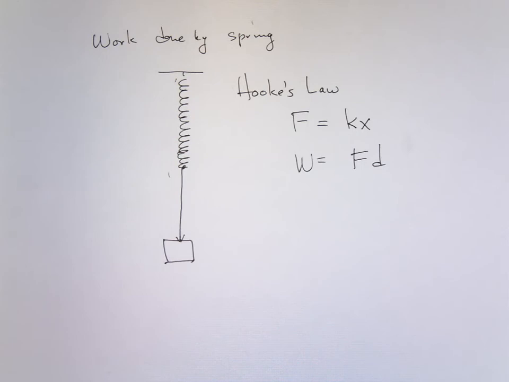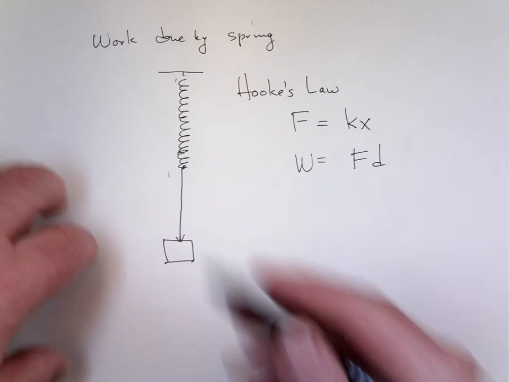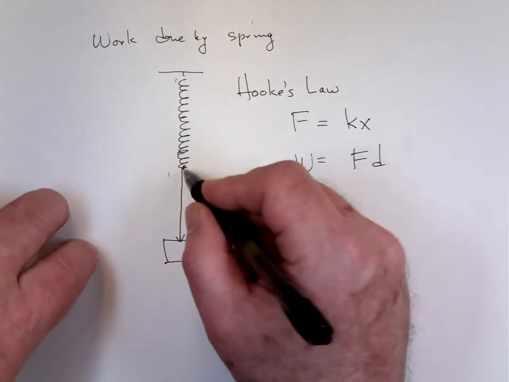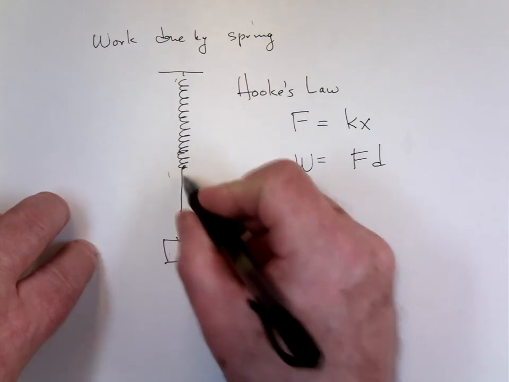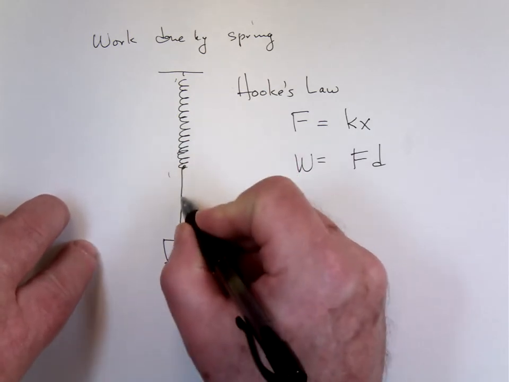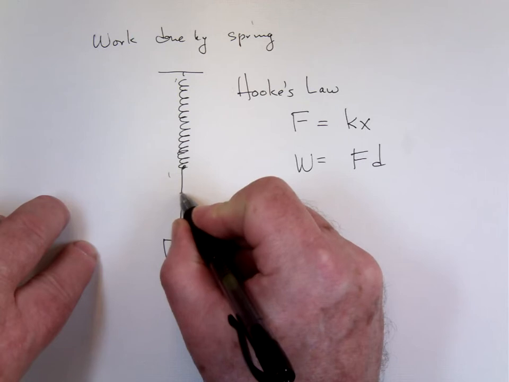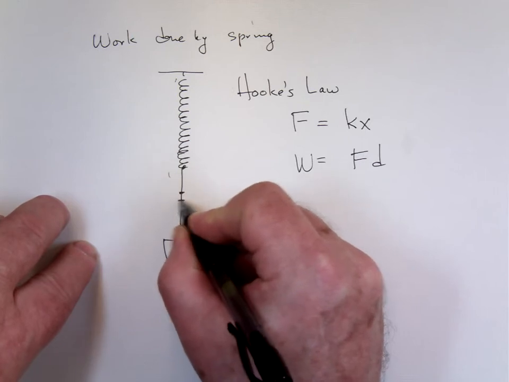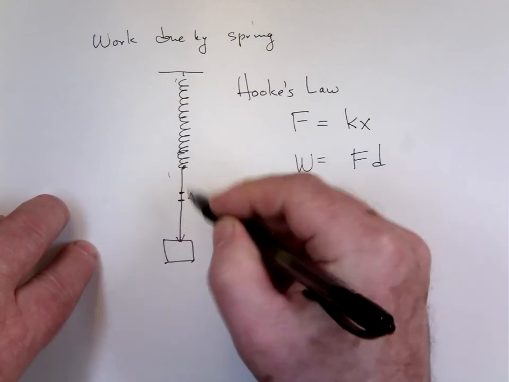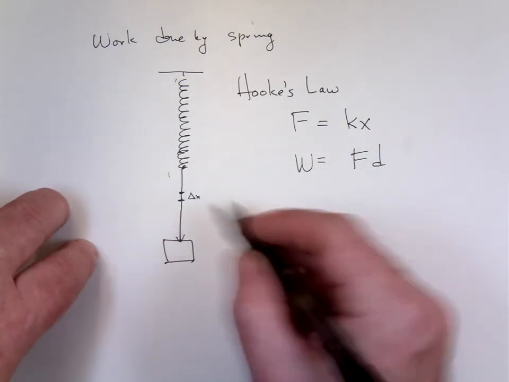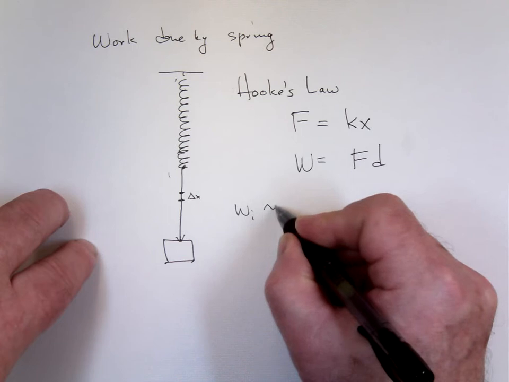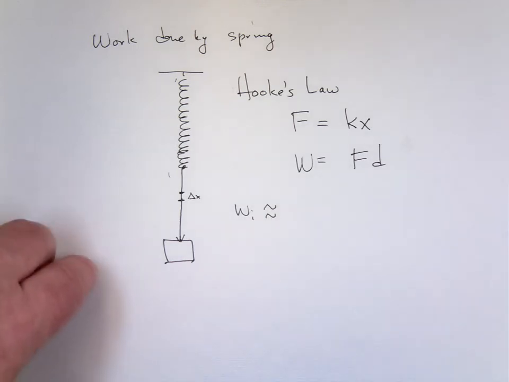We want to find the work done in stretching it from natural length to some other distance. Let's find the work done over a small interval, this little delta x. How much work is done in moving it from here to here? This piece of work is approximately equal to the force times the distance, which is delta x.